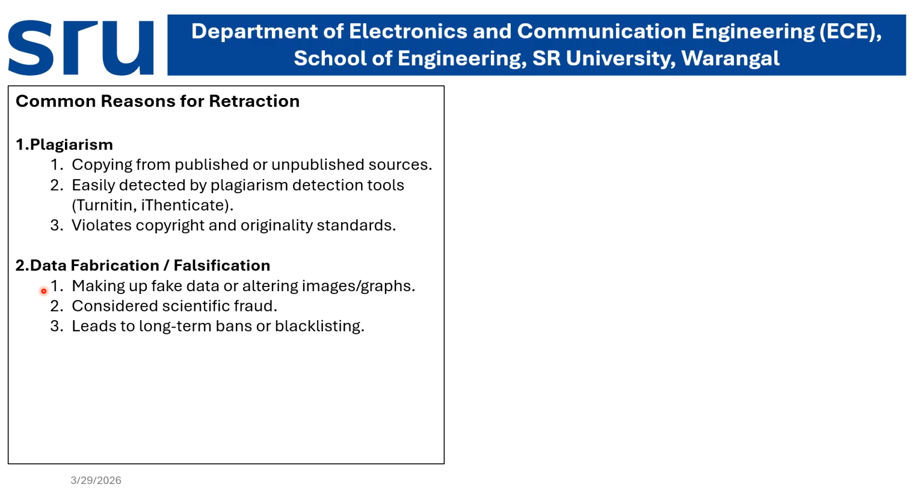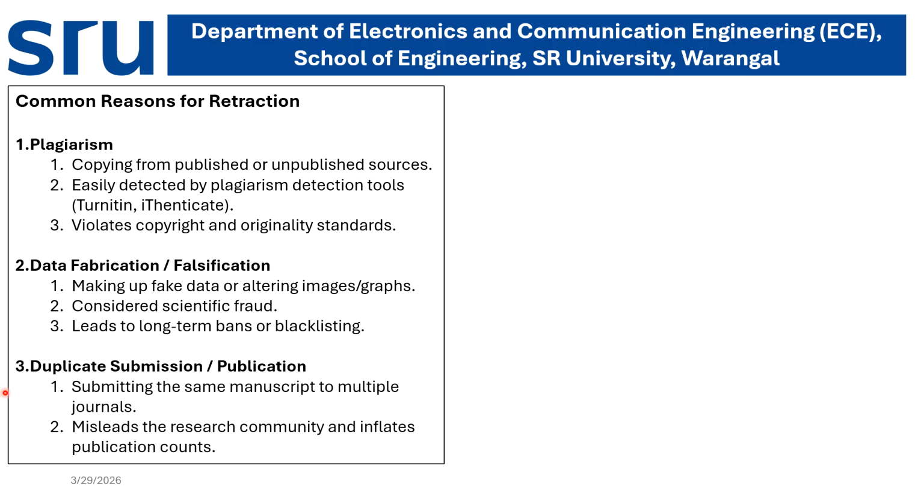Next one, data fabrication or falsification: making up fake data or altering images or graphs. It is considered scientific fraud and leads to long-term bans or blacklisting. Next one, duplicate submission or publication: submitting the same manuscript to multiple journals misleads the research community and inflates publication counts.